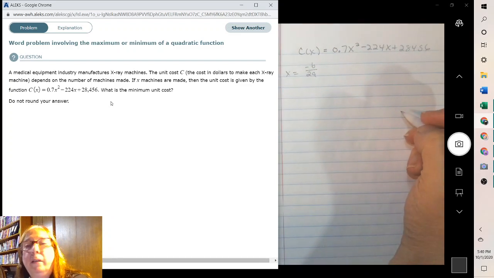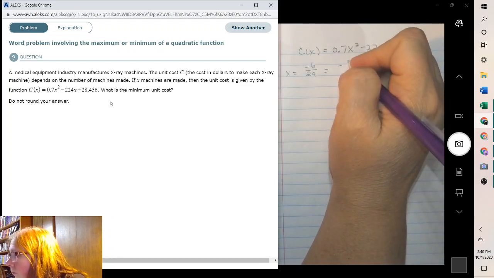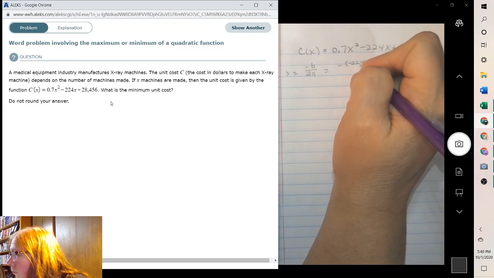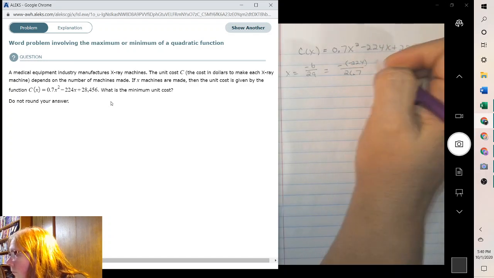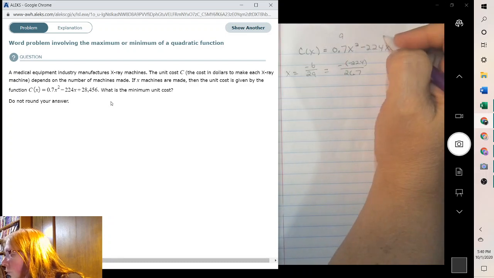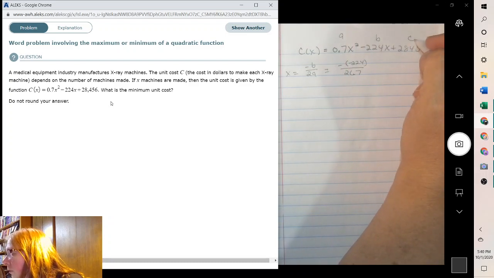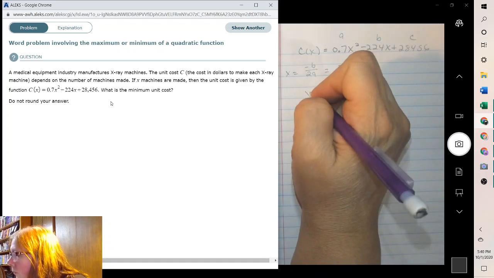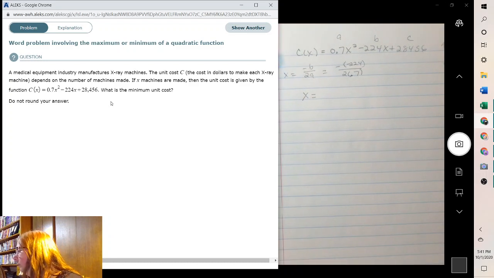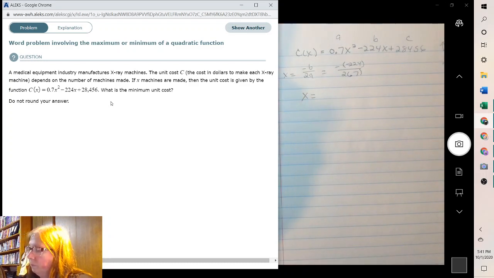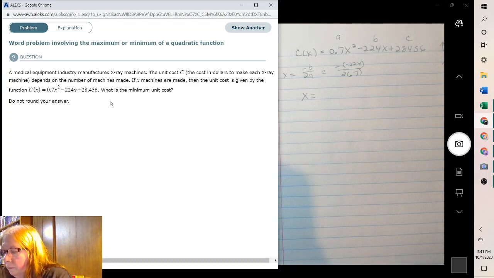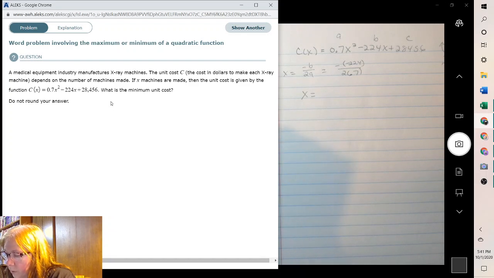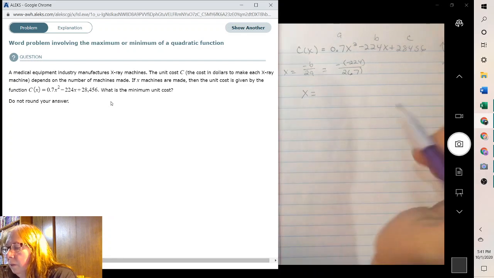Negative b over 2a. Remember, this is your a with the squared term, b is with the x, and c is the constant. For these problems, we don't need c to find x, at least. $224 divided by 160.